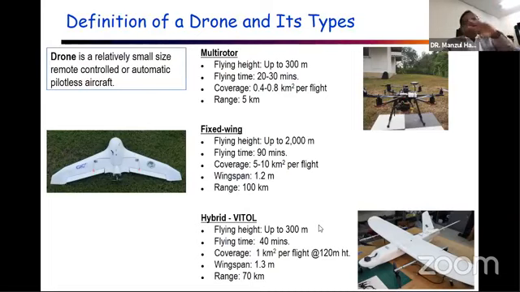After vertical takeoff, it can go around to do the surveying and mapping, and after that, vertically land. So this particular drone goes up to 300 meters, 40 minutes, and maybe 1 square kilometer per flight if you fly it at 120 meter height, and the range is 70 kilometers.